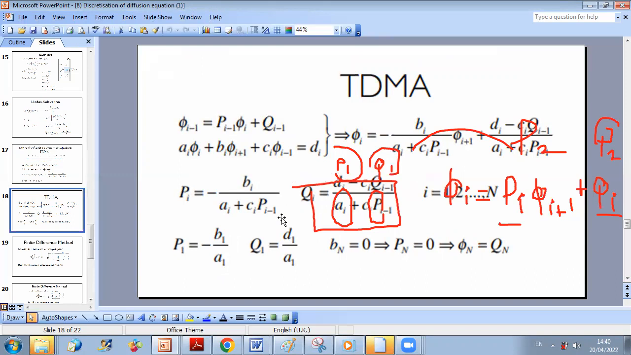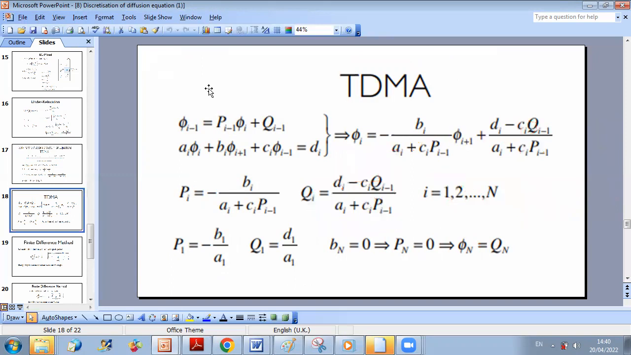Pi function of Pi minus 1, Qi function of Qi minus 1, Pi minus 1. So starting from the first cell, I can move to other cells and find the coefficients to write my system. When we do numerical application, you will see that this is a very simple method. You will end up with a system that is easy to solve.